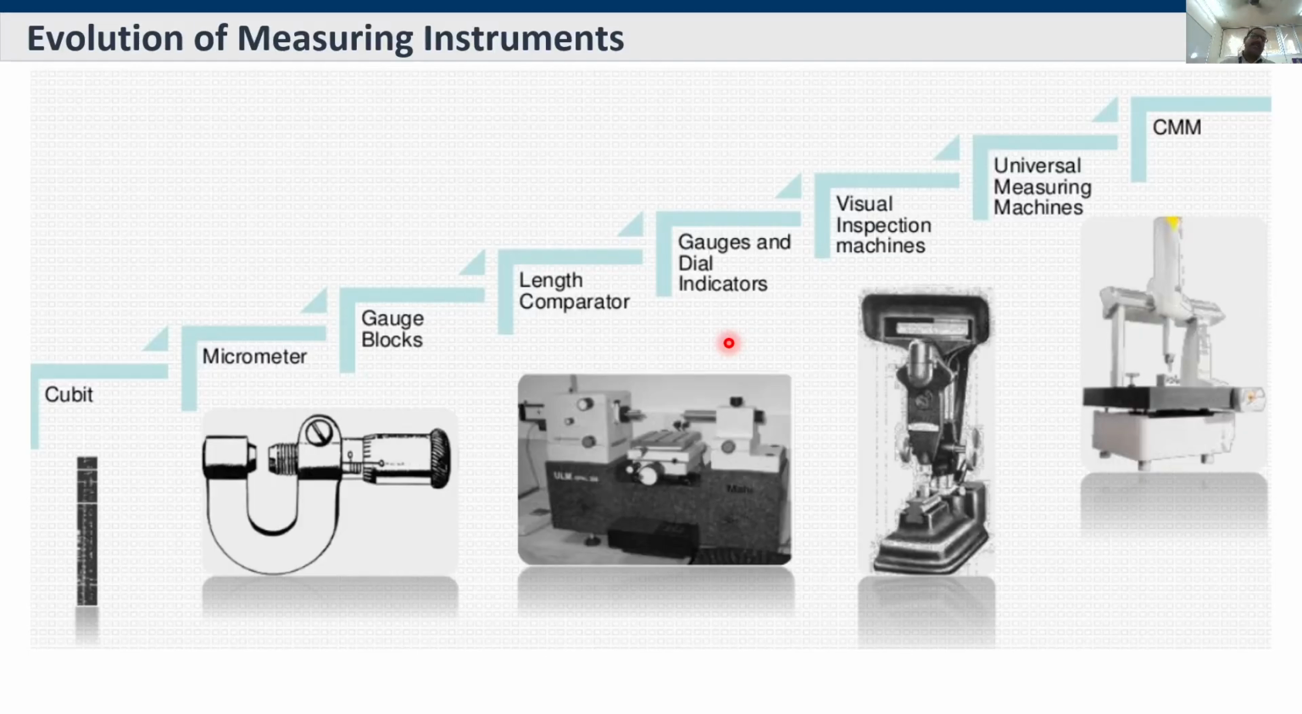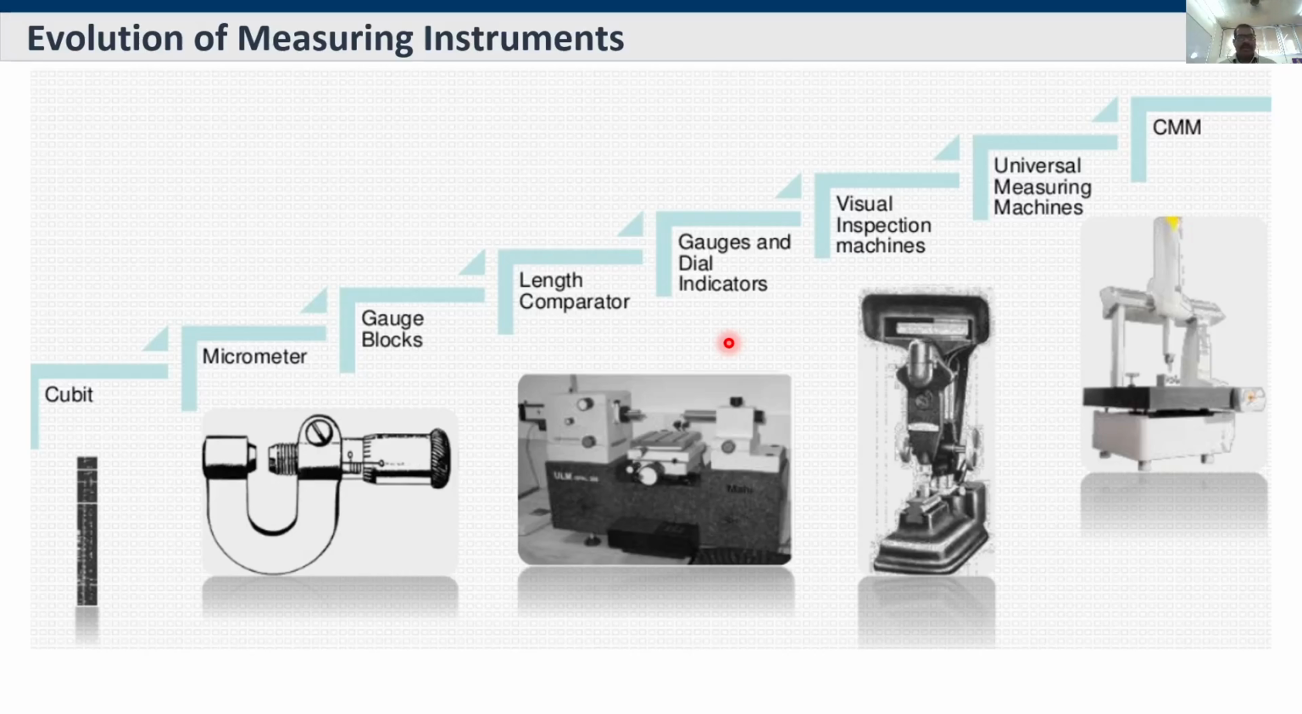And this is the trend or evolution of measuring instruments. It started with the cubit. The cubit is like a scale kind of thing. In ancient times they used the cubit. It was represented in terms of one length or feet kind of thing. It's also a kind of scale, but a little different. Ancient times they used that.